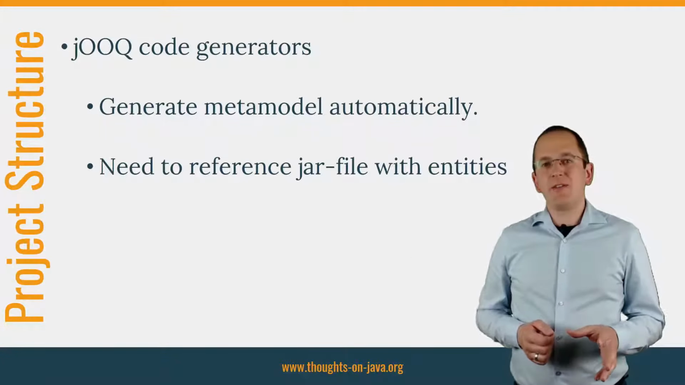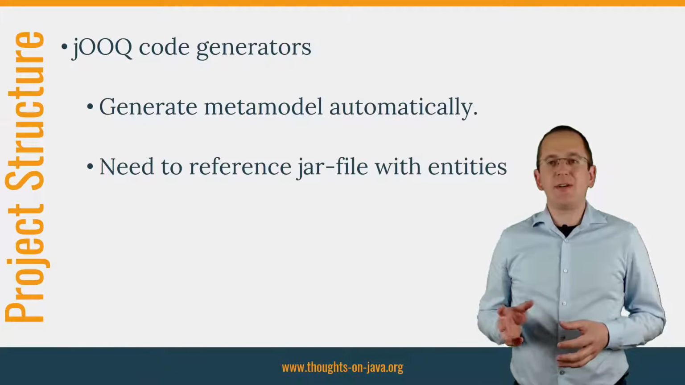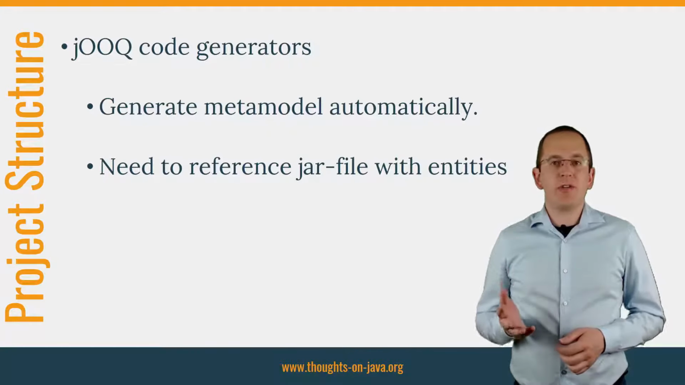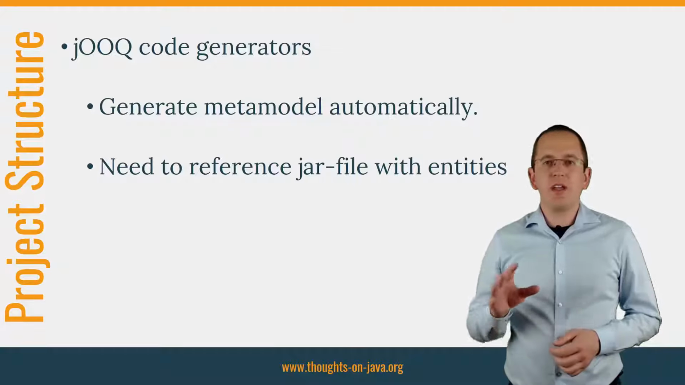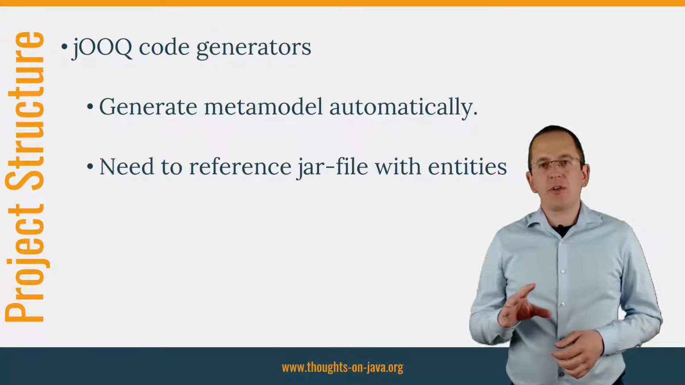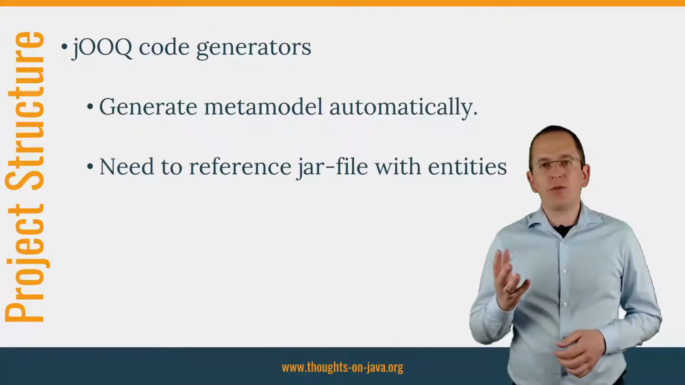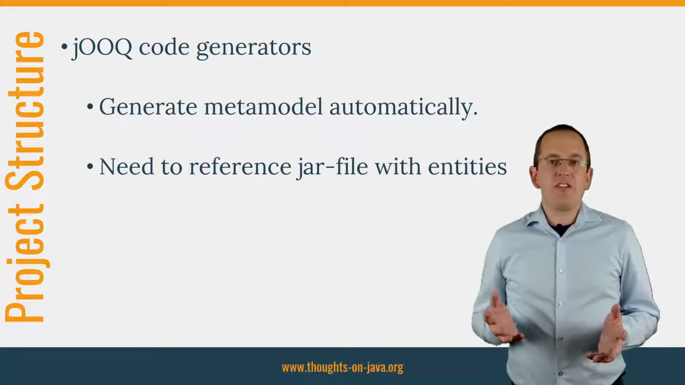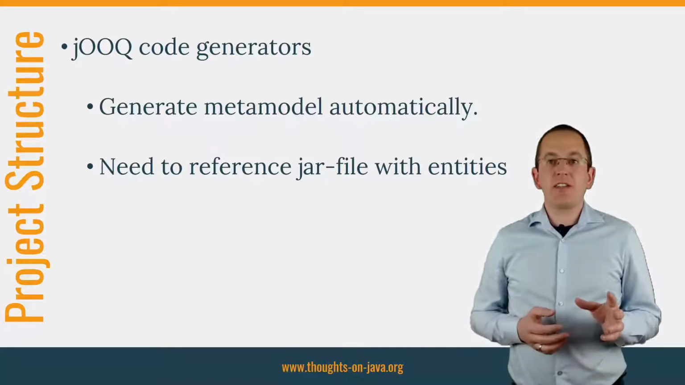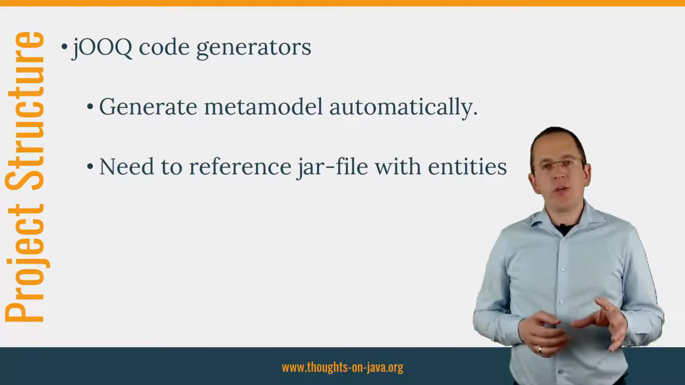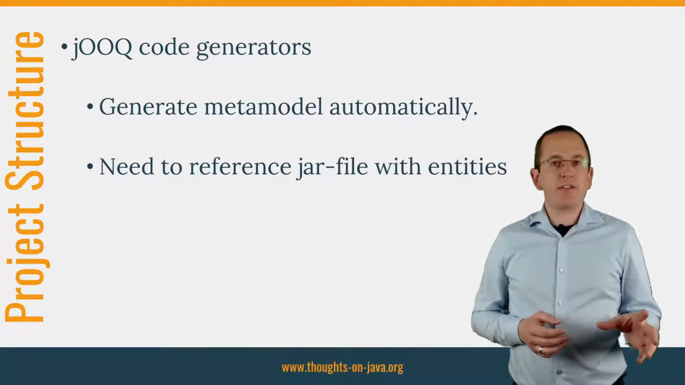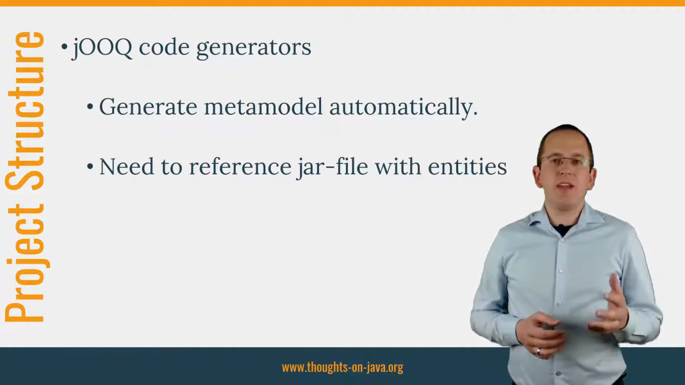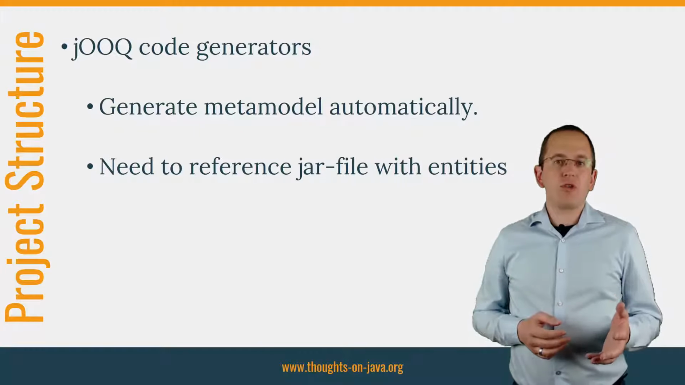Before you can start using jOOQ and Hibernate in your application, we need to talk about the structure of your project. jOOQ provides a set of code generators which you can use to generate your jOOQ metamodel automatically. The JPA database generator is one of them. It generates jOOQ's classes based on your annotated entities.